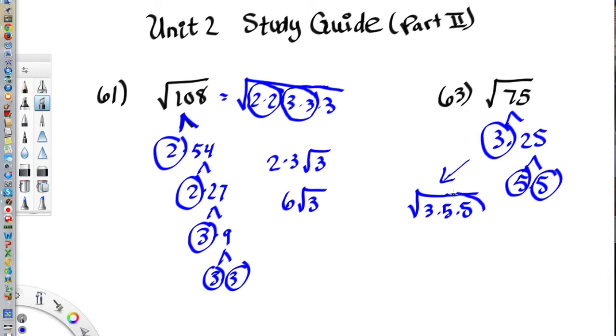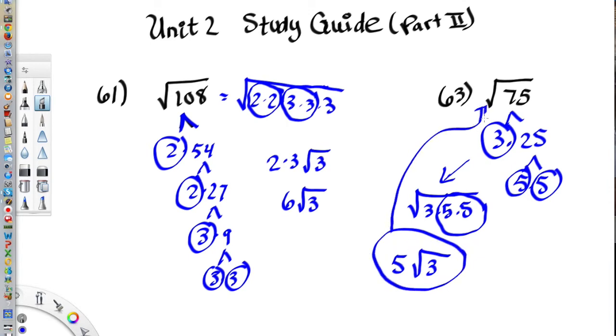And I do see a perfect square. I see a repeat there. 5 times 5 is 25. So the square root of 25 is 5, and I'm left with 3 on the inside. So there's my 2 answers. 5 times the square root of 3 is the same thing as the square root of 75, and 6 times the square root of 3 is the same thing as the square root of 108.